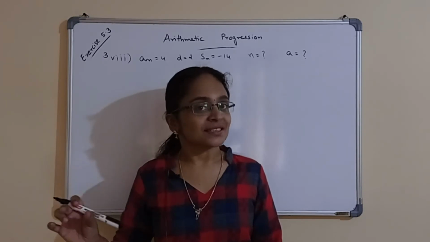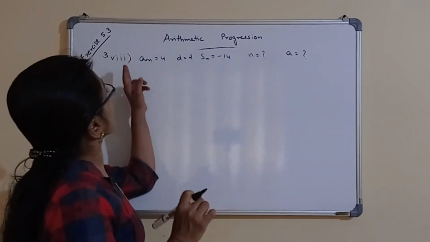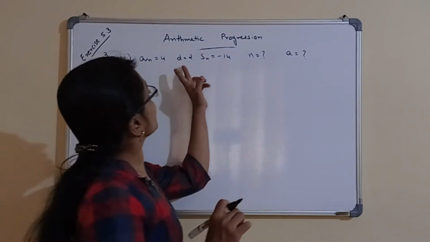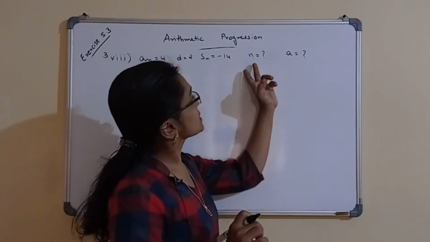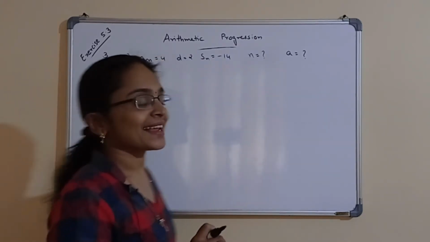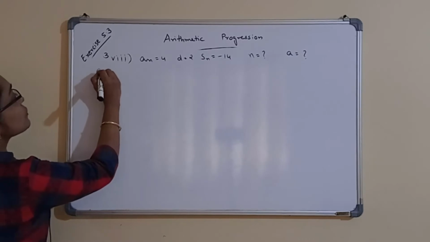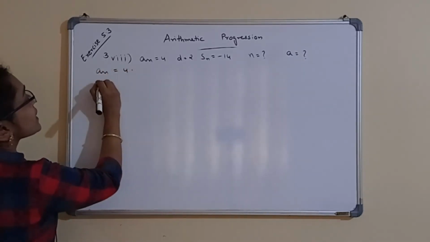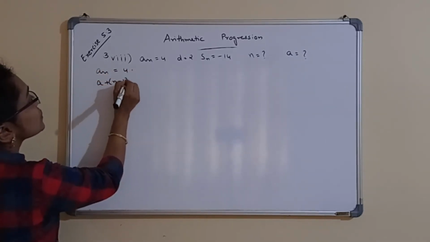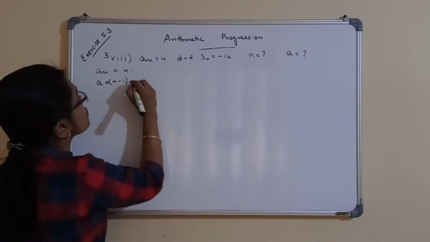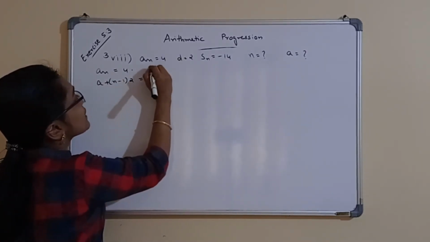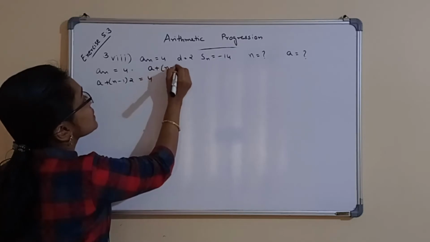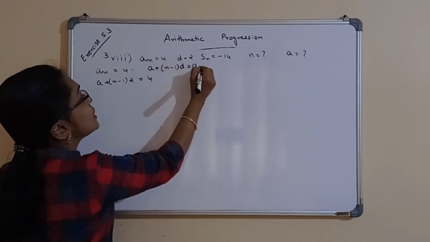Okay, so let us start now. And the question is, given a_n equal to 4, d equal to 2 and S_n equal to minus 14, find n and a. So, a_n equal to 4 means we have a plus (n minus 1) into d, where d is 2, is equal to 4. We can write a plus (n minus 1) into d is equal to a_n as the formula.